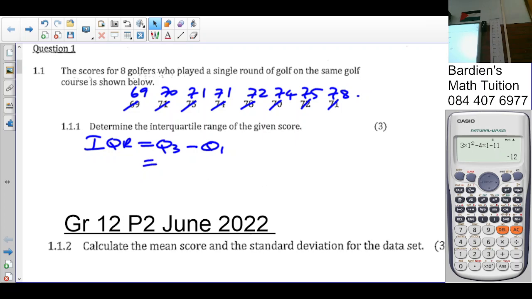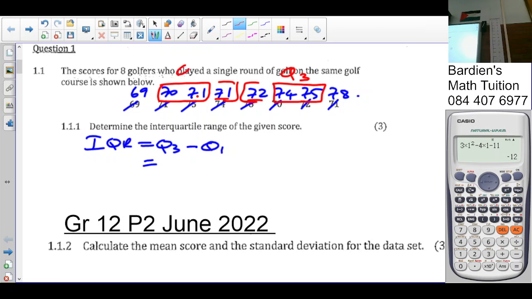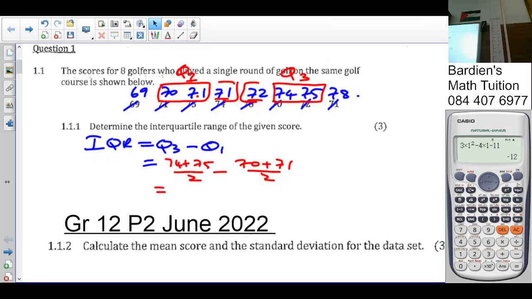So to calculate quartile 3, we must take the median of the upper set of data. So 1, 2, 3, 4, 1, 2, 3, 4. That forms the bottom half, that forms the top half. If we look at these 4 numbers in the lower set of data, there are 2 numbers in the middle. And here we have 2 numbers. So in other words, for quartile 3, and quartile 1, sorry, quartile 3 is going to be 74 plus 75 over 2 minus 70 plus 71 over 2.